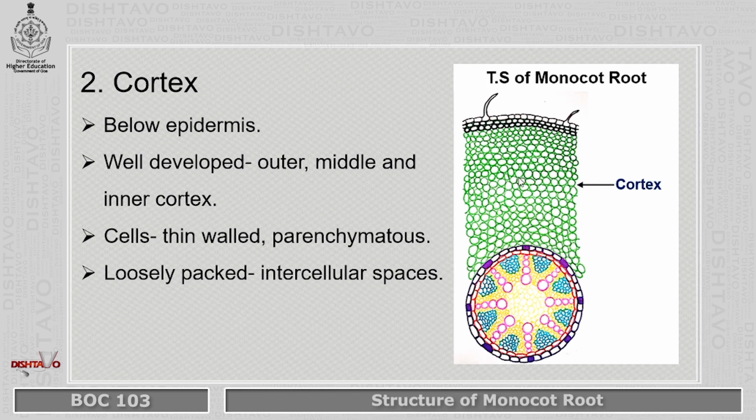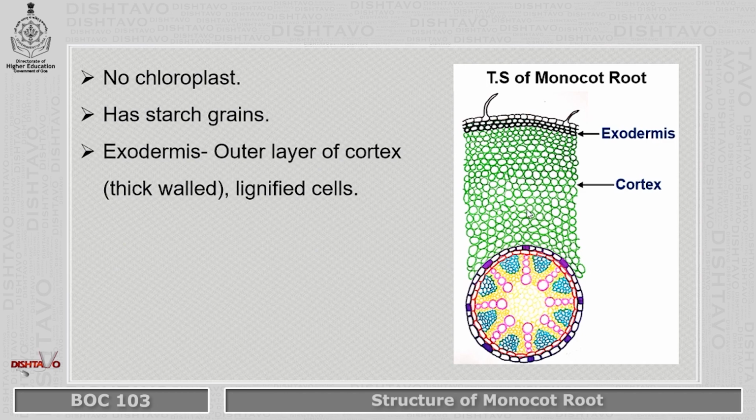The cortex is well developed and differentiated into outer cortex, middle cortex and inner cortex. The cells of cortex are thin-walled and parenchymatous. They are loosely packed with intercellular spaces in between them. There is no chloroplast, it contains starch grains. The outer cortex is thick-walled and lignified and this layer is called as exodermis.